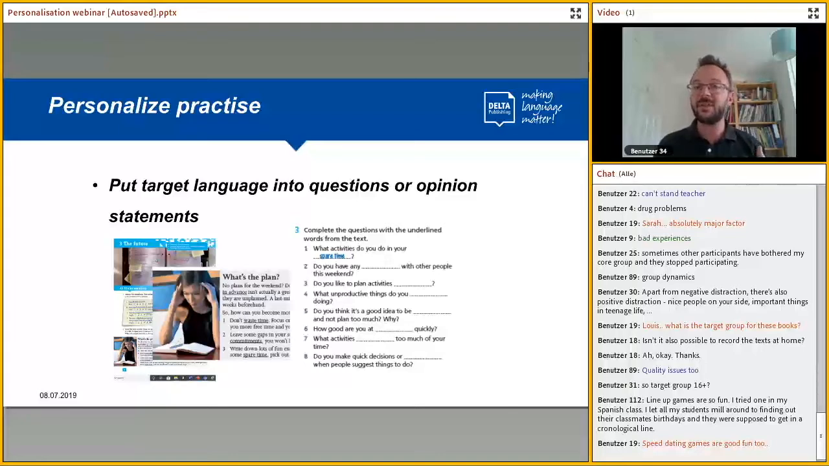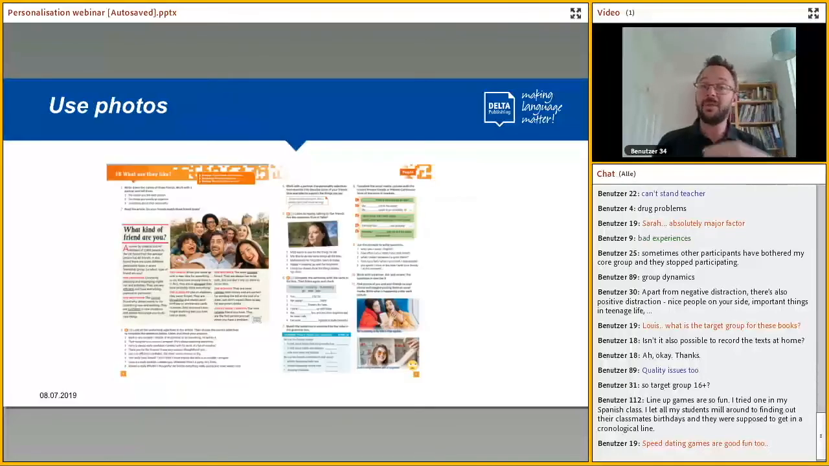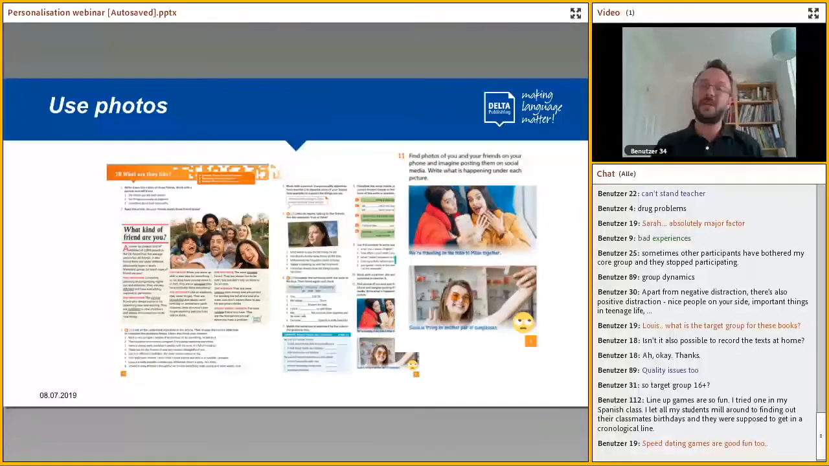So they're getting it into a useful context, a personalization context straight away, rather than an empty sentence that is just there to narrow down what words or what grammatical structure should fit there. Putting it into an opinion, for example, that they then respond to afterwards and discuss with students is another way of doing it.